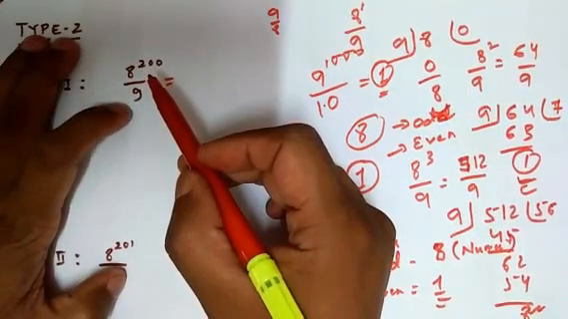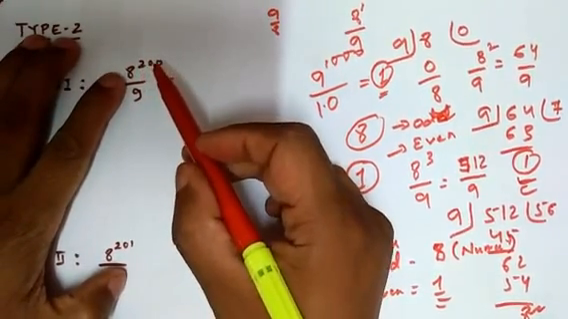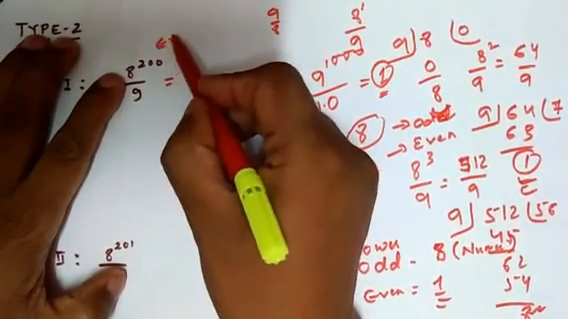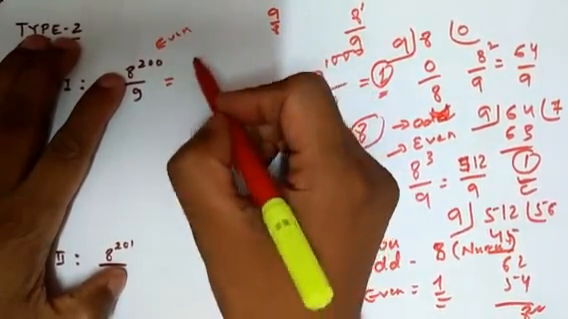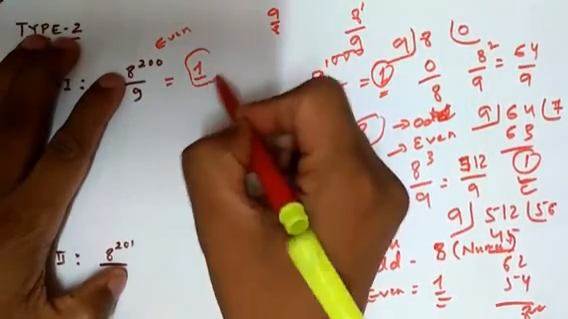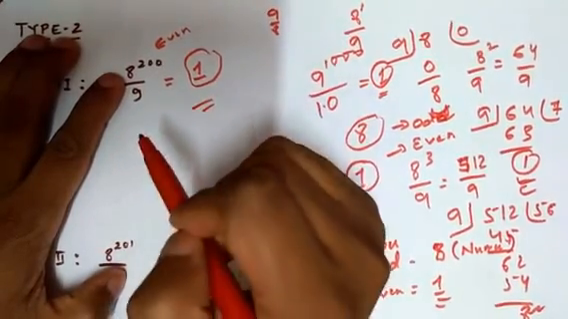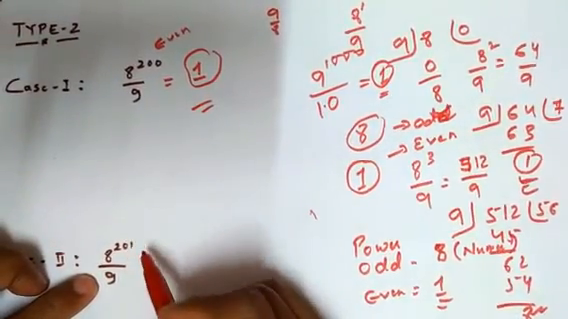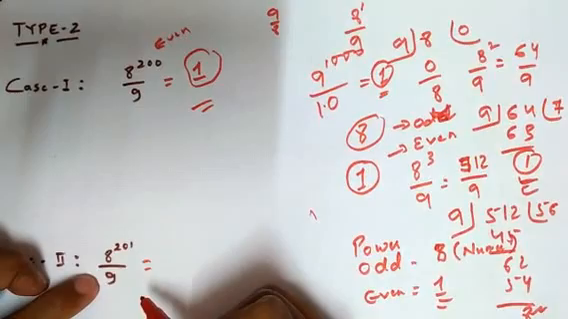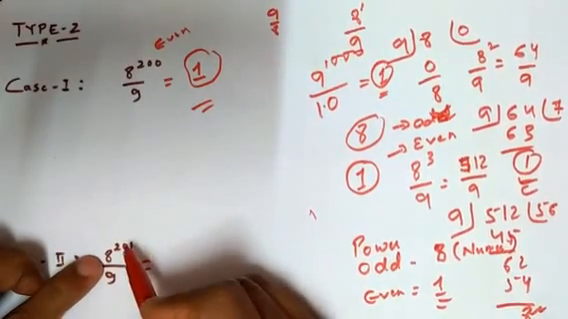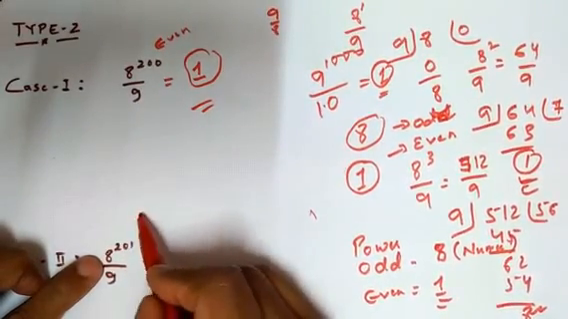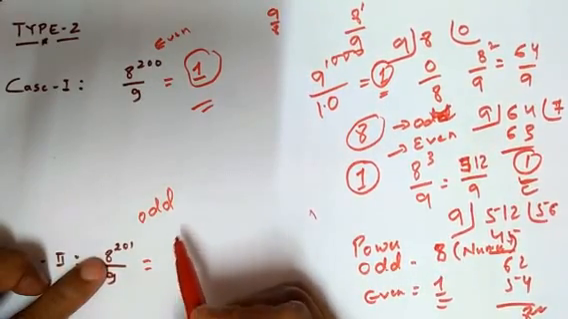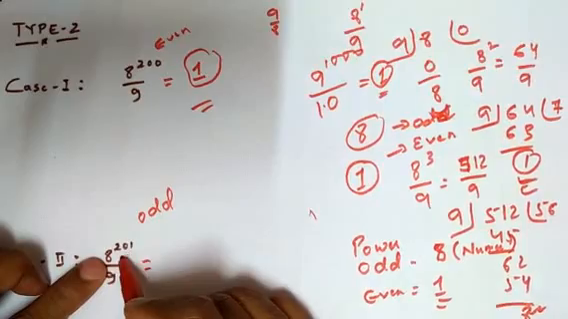Take 8 to the power 200. That is an even power, and whenever the power is even, the answer will be 1. And 8 to the power 201 when divided by 9, that is 201, which is odd. So whenever the power is odd, the answer will be the numerator itself, that is 8.